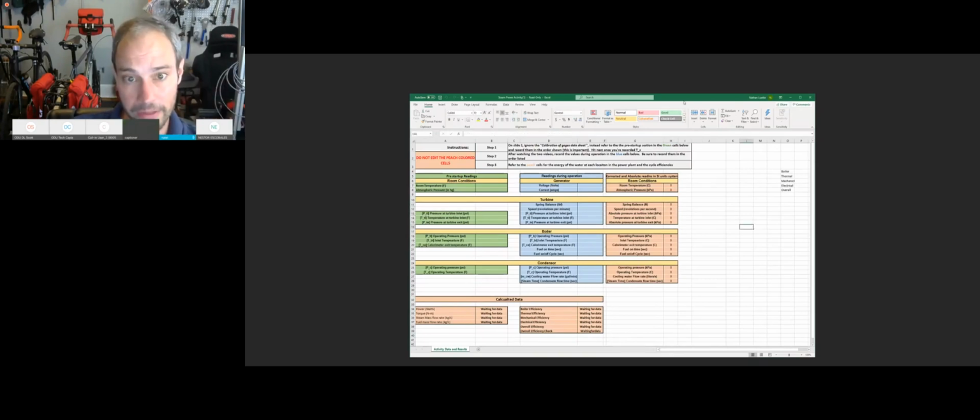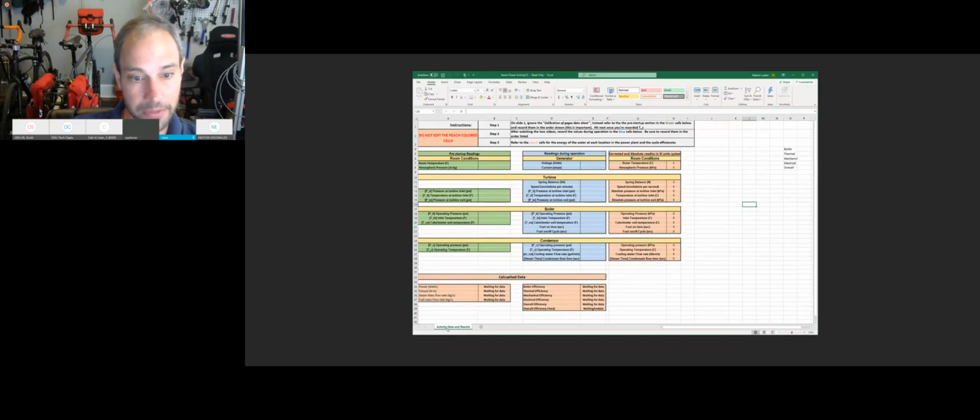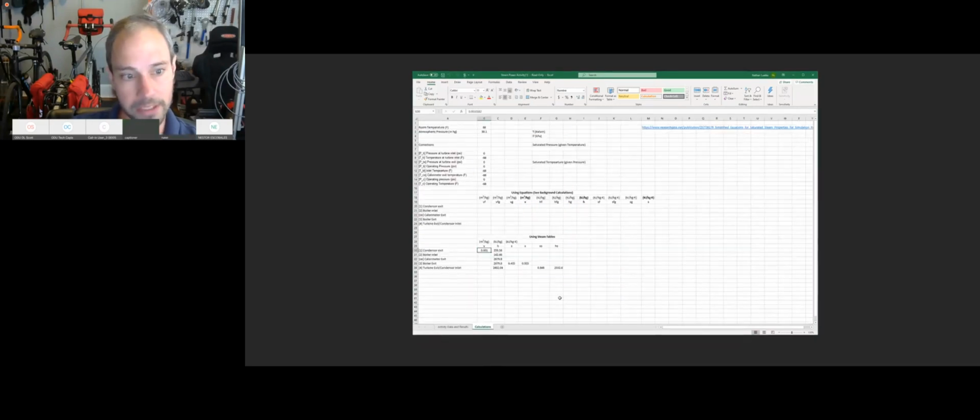If you look down here on the tabs, you only see activity data and results and nothing else. I did that to avoid somebody accidentally deleting that tab. But if you right click on the activity data tab, Excel lets you say unhide, calculations, and you can see where the magic's made.